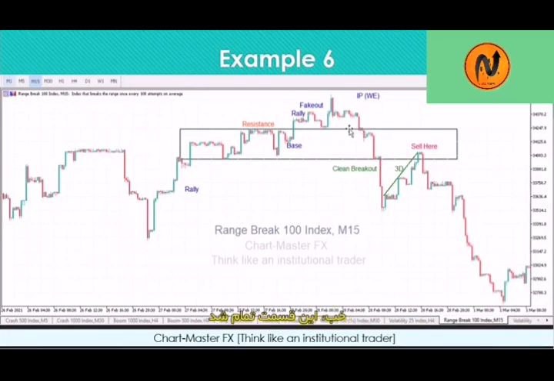So that's it, guys, for today's tutorial. I hope you guys are learning something. So this is kind of a top-down analysis approach. It helps you to have sharper entries in lower time frames, and it actually helps you to minimize your risks.